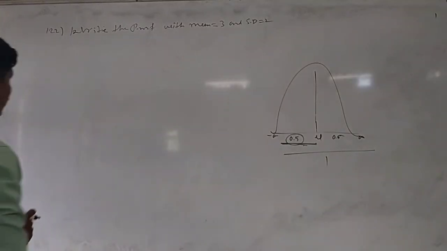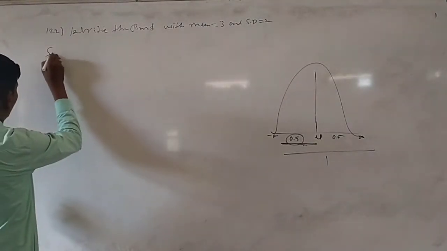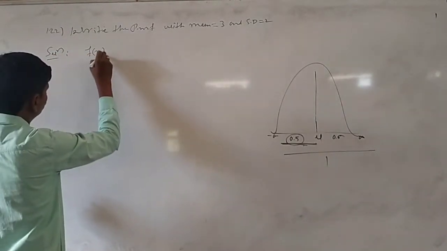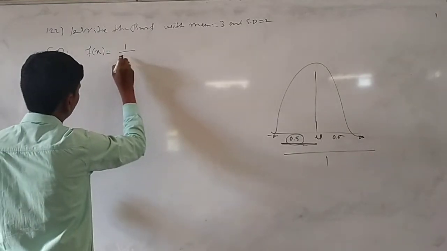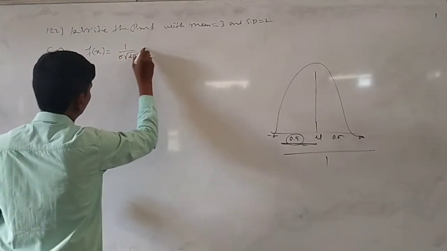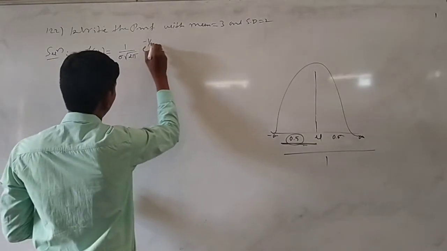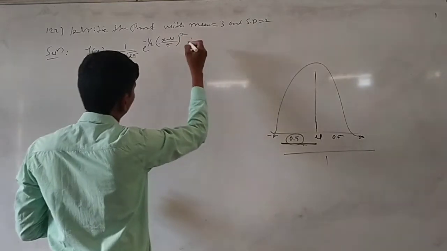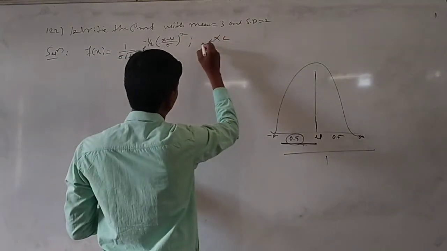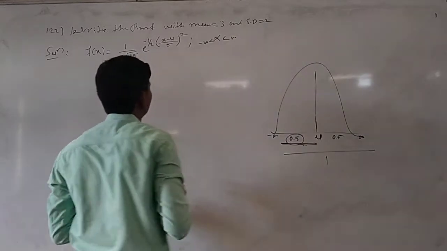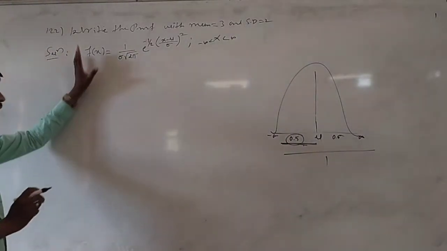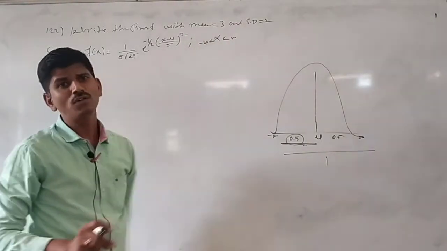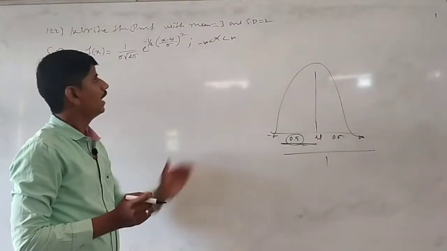Here first you have to write the PMF. Solution: what is the normal distribution PMF? f of x equal to 1 by sigma root 2 pi, e to the power minus 1 by 2 into (x minus mu by sigma) whole squared, where x takes values from minus infinity to infinity. It is the general PMF of normal distribution. Here we have to substitute the mean value and standard deviation value. Normal distribution mean is mu and standard deviation is sigma.